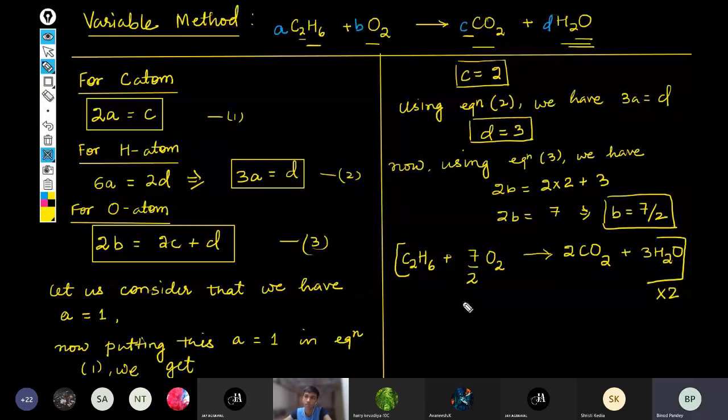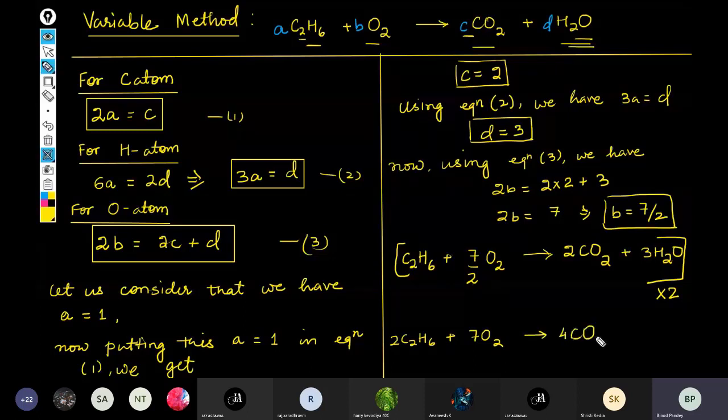So this will be 2C2H6 plus 7O2 reacts to give us 4CO2 plus 6H2O. So this one is also a balanced equation, children. And this one is also a balanced equation. I hope it is clear to all of you. If anyone of you has any doubt... Yes, sir. Clear.